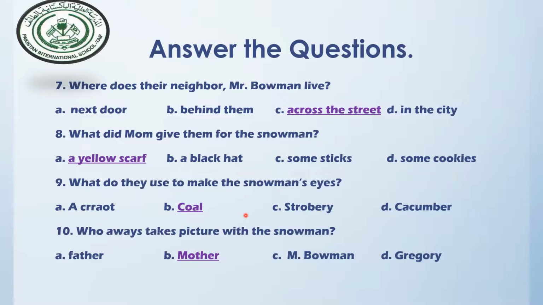Father, mother, Bowman and Gregory are the options. So father was not over there, and Bowman was a neighbor. Gregory was a boy. He was himself over there in the picture. So both sister and brother were standing with Mr. Bowman, and mom was taking their picture.